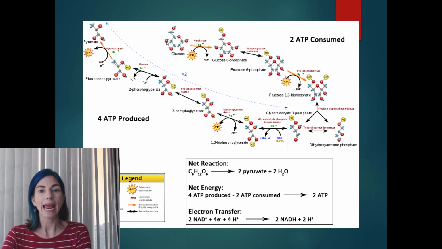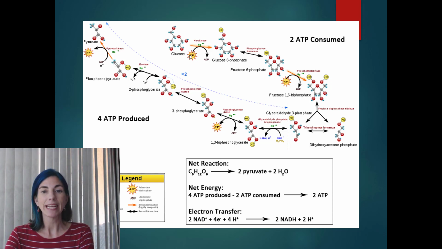So remember, this is a metabolic pathway. And because it is a metabolic pathway, that means these steps have to happen in this order. So we start with glucose. We have our ATP investment phase. This is where we're actually spending ATP to make glucose unstable. So we go from glucose. ATP adds the phosphate group to make glucose 6-phosphate.